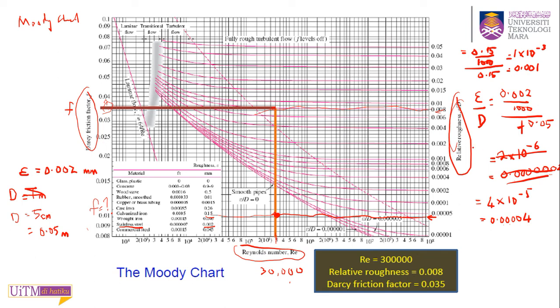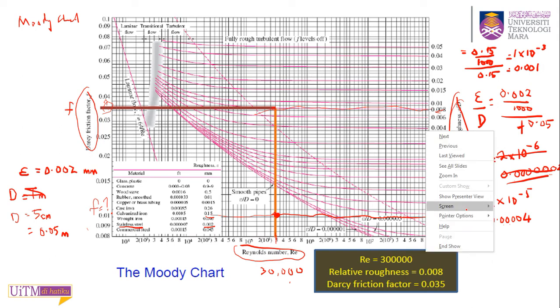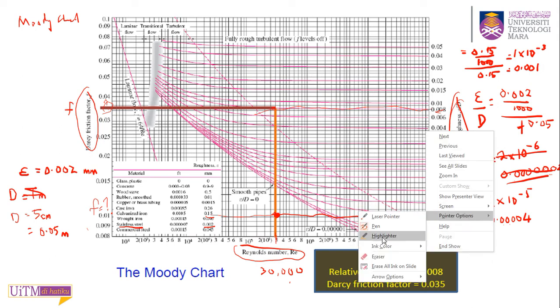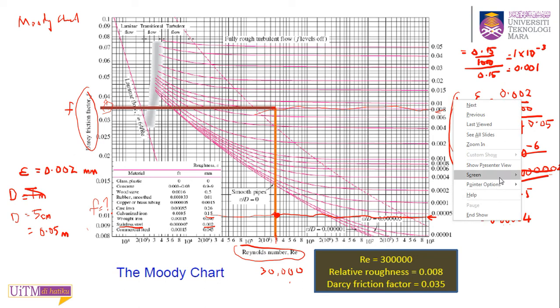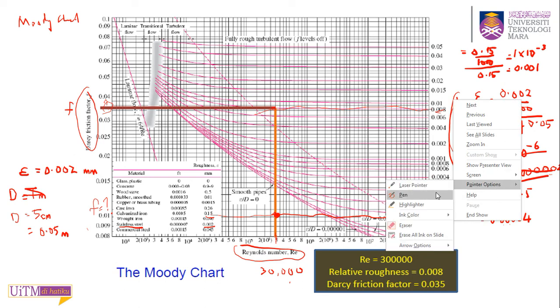And let me erase this first. Okay. The auto erase again. It's okay.